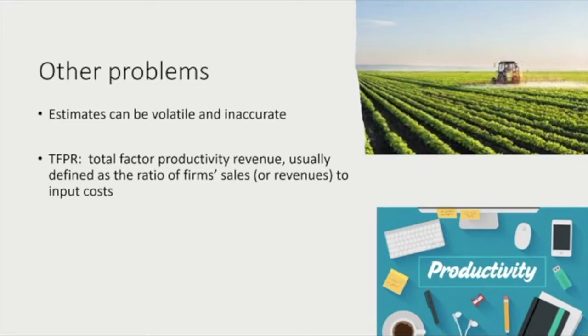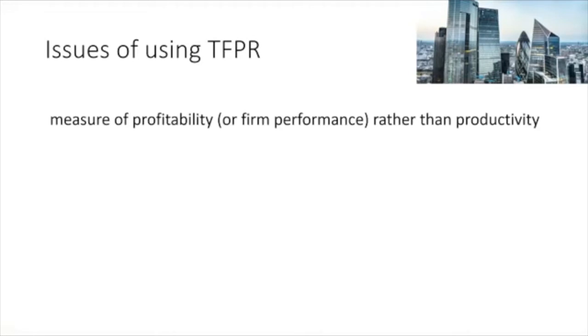And secondly, the total factor productivity revenue. It is usually defined as the ratio of firm sales or revenues to input costs, and is one of the most widely used measures of firm-level productivity. Of this TFPR, there are two problems. First, revenues of each firm vary across countries, and this can be due to different prices in each country. So it has been argued that TFPR is a measure of profitability rather than productivity.